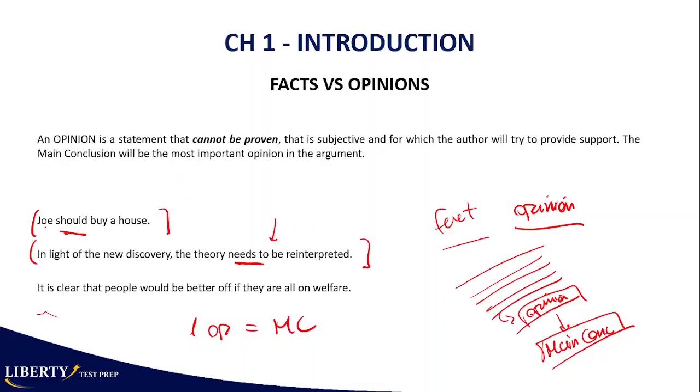It is clear that people would be better off if they are all on welfare, okay? It is clear for whom? For the author, for whoever wrote this, right? But it's not clear to me, for example. So it's not something that can be proven. It's basically clear to this person who is writing this that this is the best course of action.